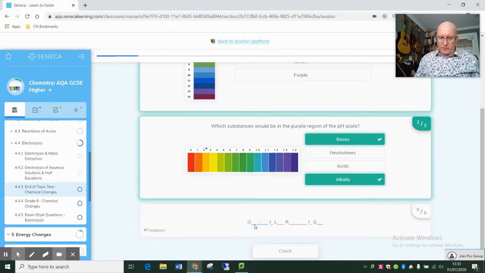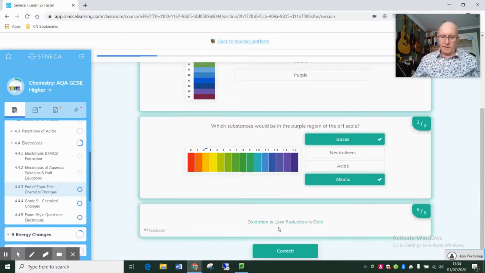Okay, so we've got here the OIL RIG mnemonic, and we're asked to fill in the missing letters. Oxidation is, let's jump to the G. Reduction is gain, oxidation is loss, reduction is gain.